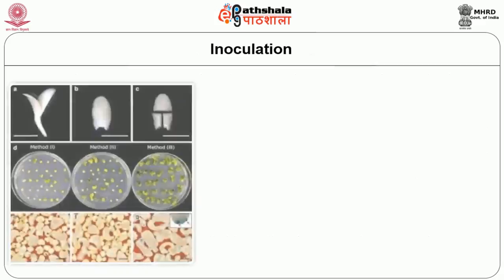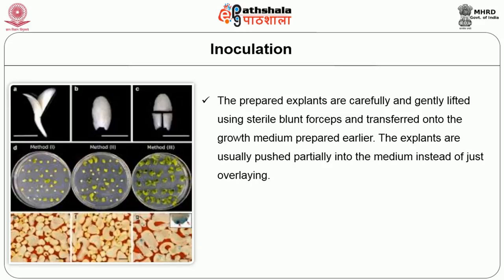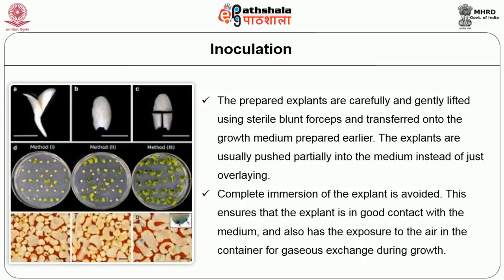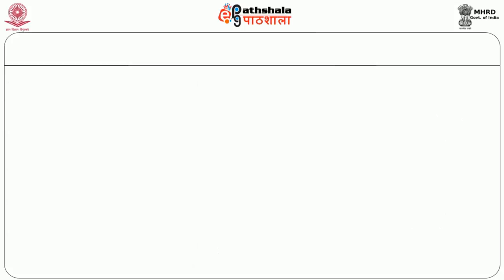The prepared explants are carefully and gently lifted using sterile blunt forceps and transferred onto the growth medium prepared earlier. The explants are usually pushed partially into the medium instead of just overlaying. Complete immersion of the explant is avoided, and this ensures that the explant is in good contact with the medium and also has the exposure to the air in the container for gaseous exchange during growth.